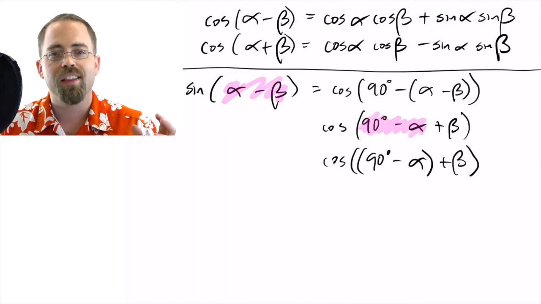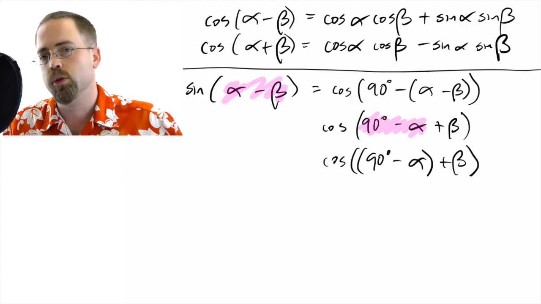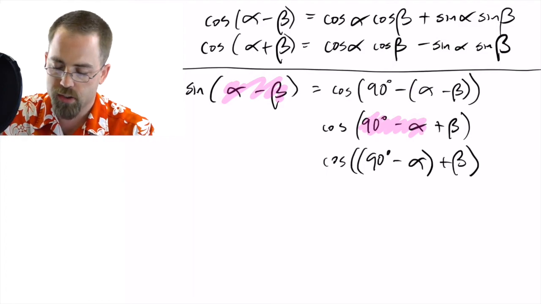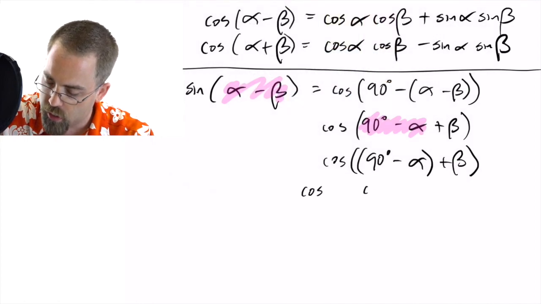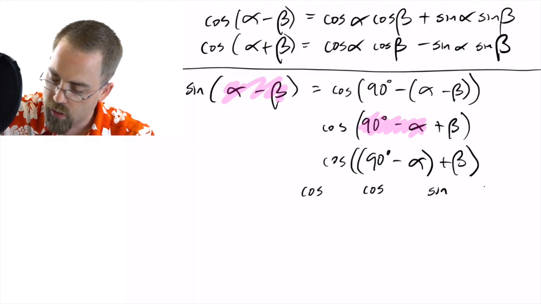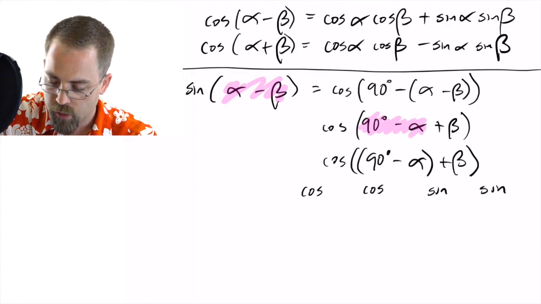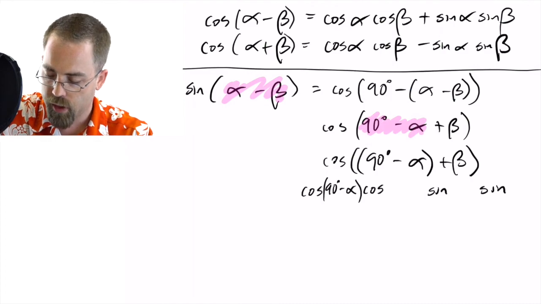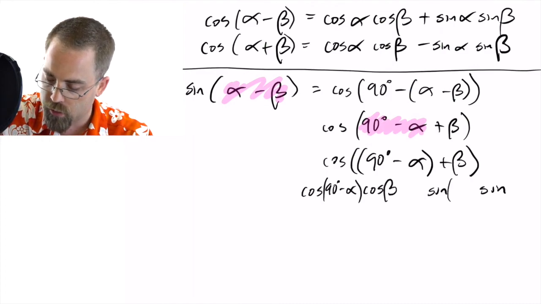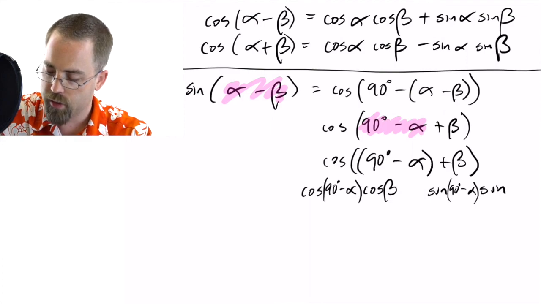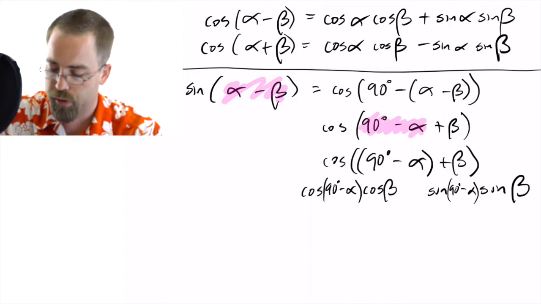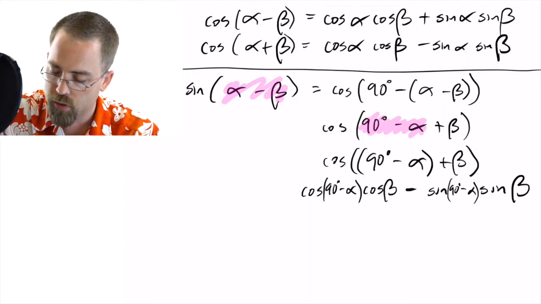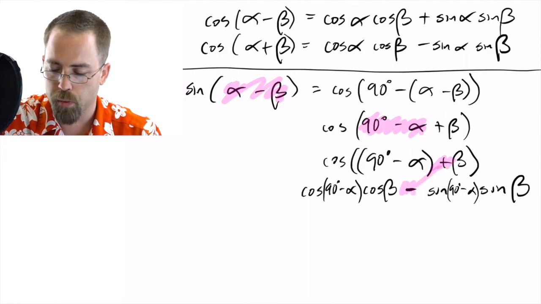So now we've got the cosine sum of angles and we do a little dance and we say cosine, cosine, sine, sine. And the first angle is 90 minus alpha, and the second angle is beta. And because it's a cosine sum, this is the one that does the opposite, I have to switch this plus right here into a minus. Okay, that's just the way the formula works when we worked it out.